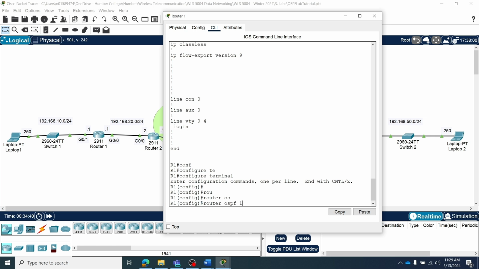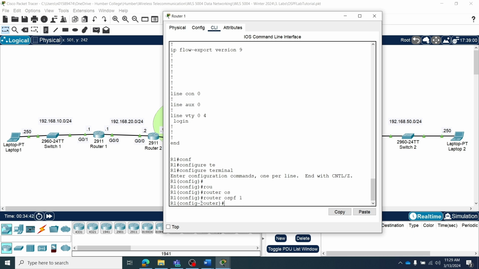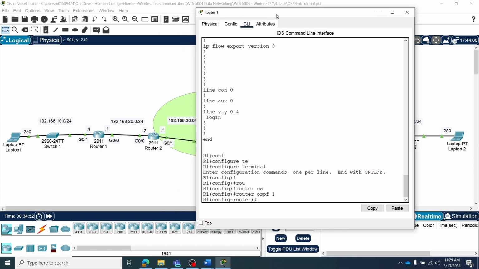So I give here the process number 1. So router OSPF 1. Then we need to add the networks that are connected to this router. This router has two networks connected, one is 10, another one is 20. So now we need to add these two networks.